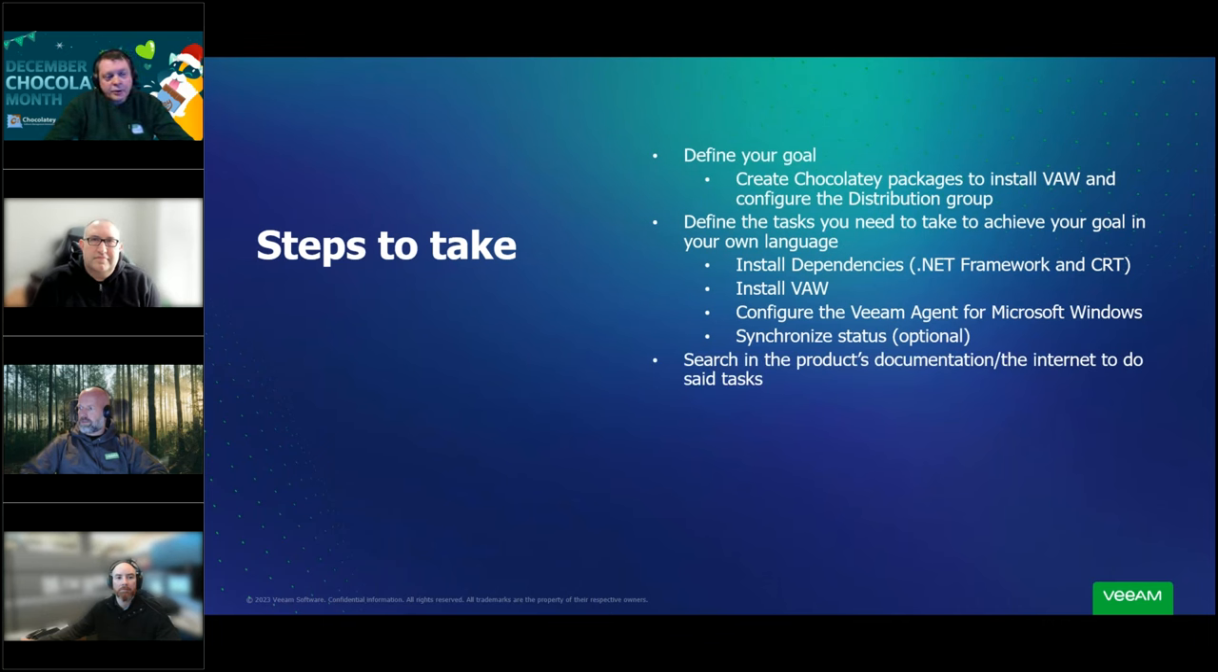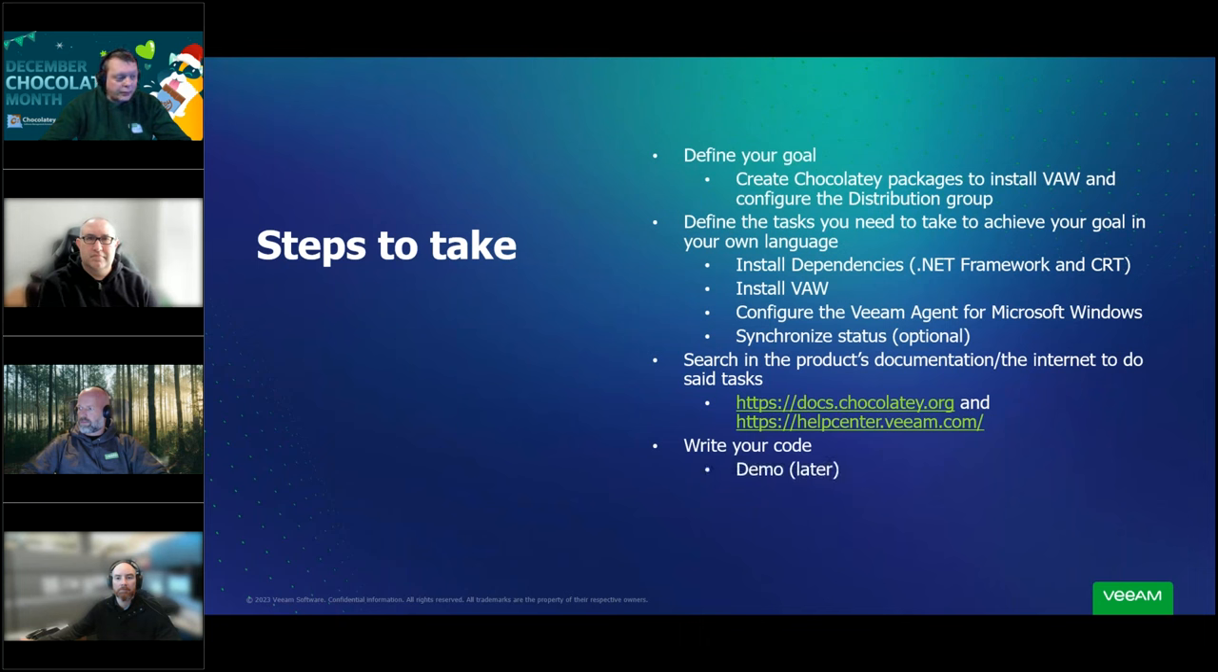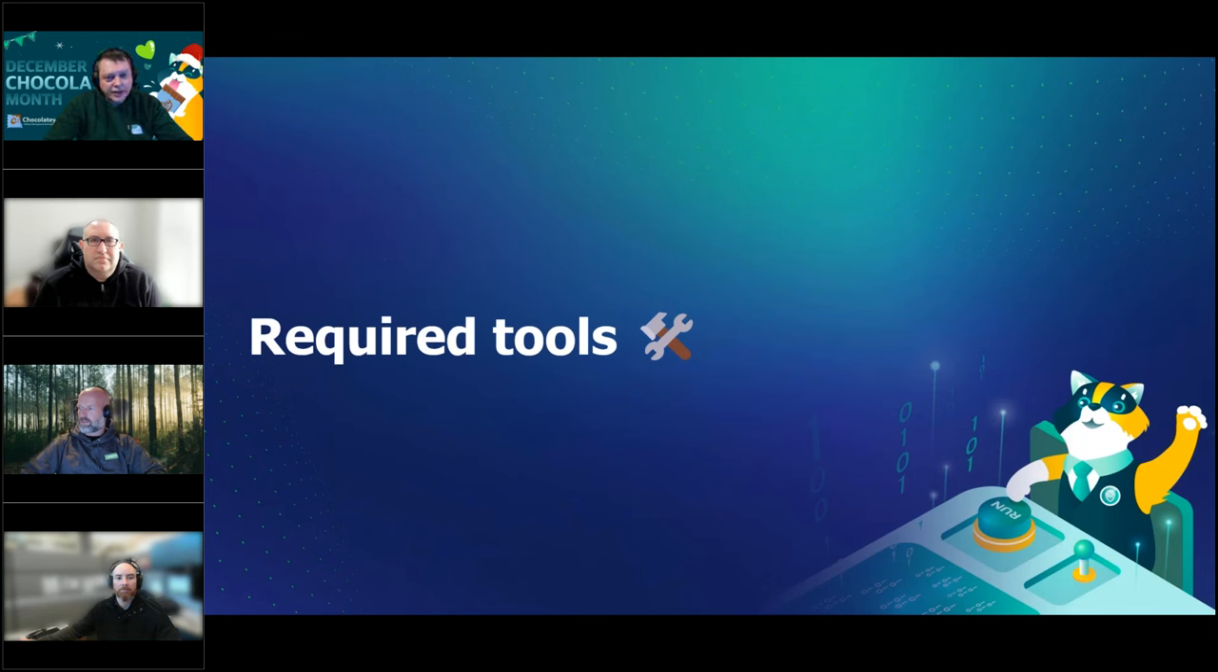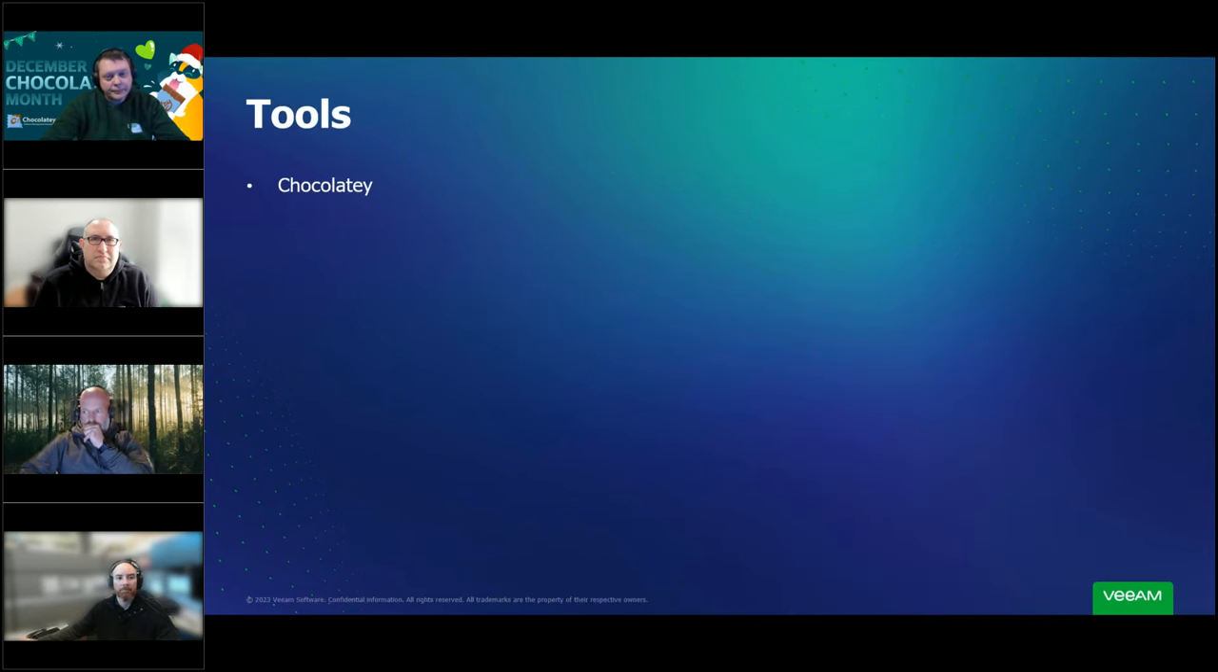Then we need to search in the product documentation and the internet on how to do the set task. So docs.chocolatey.org and helpcenter.veeam.com, including the README text that we will be getting later on. And then we need to write our code. That will be in our demo. And we will need to test our code. That will be in the demo as well. So the required tools that we need to achieve this on our machines will be, obviously, Chocolatey.